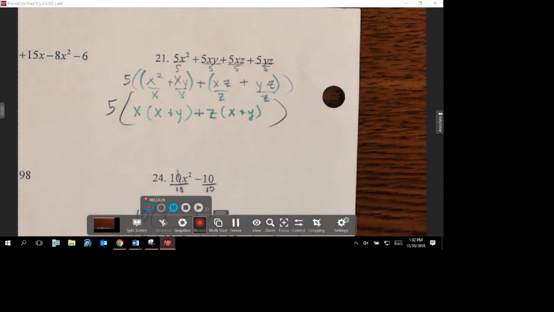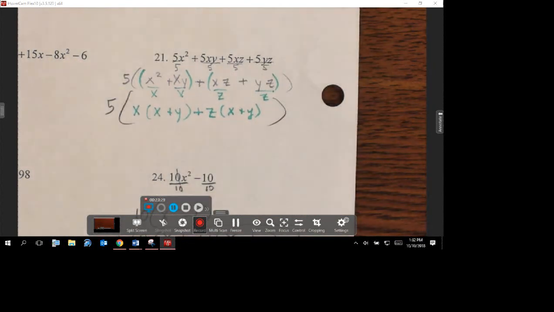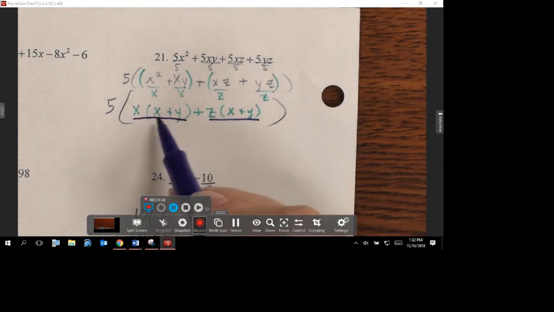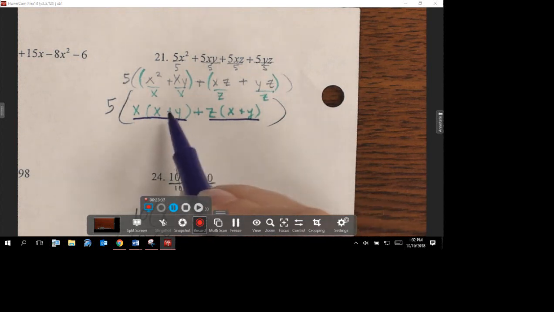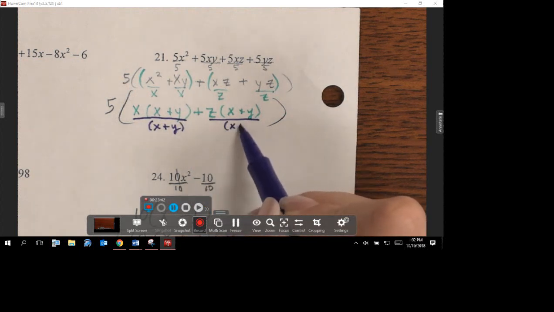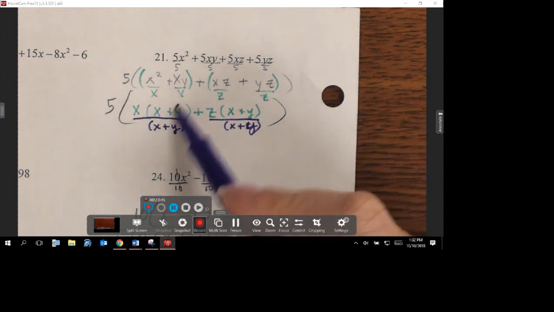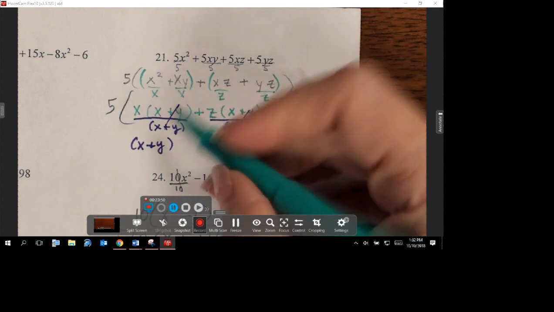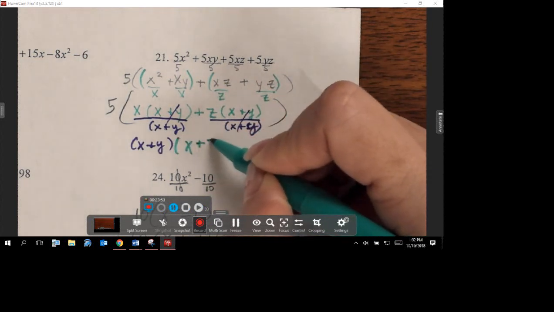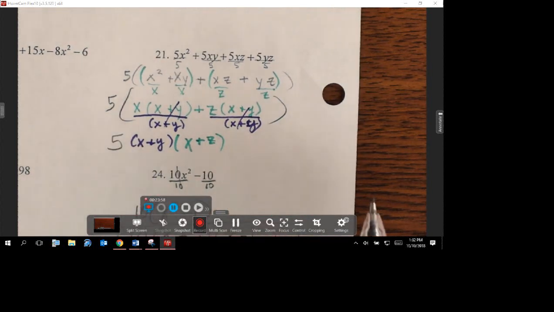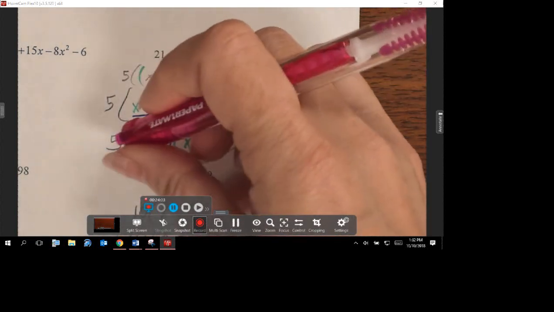Then I'm going to look at these 2 groups and say, do we have a GCF between these 2 groups? So that's going to pull out of there, and we'll go x plus y here. And then what's left over is an x plus a z. But guess where that 5 is? Yeah, it's still on the outside. I can, if I want, have an extra parentheses, but I don't need them because this is all multiplication.